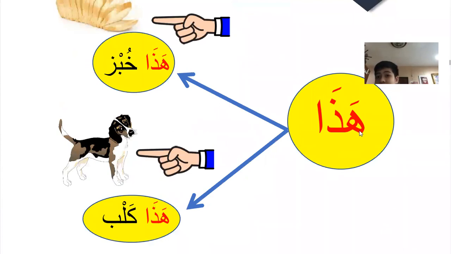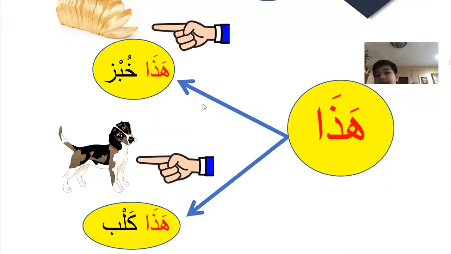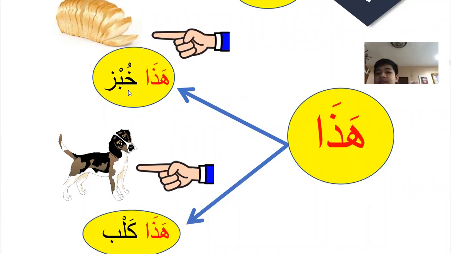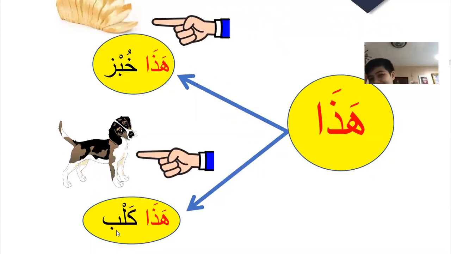So now we will learn the word haza. Haza means this. And this word haza is used only for masculine words. So whenever we want to point toward masculine things, you will use the word haza. Haza khubz. This is a bread. Haza kalb. This is a dog.